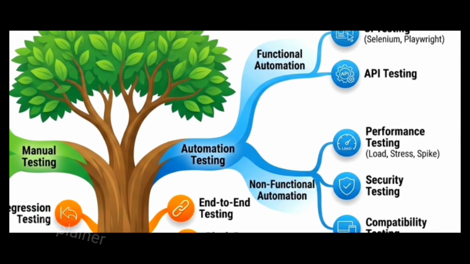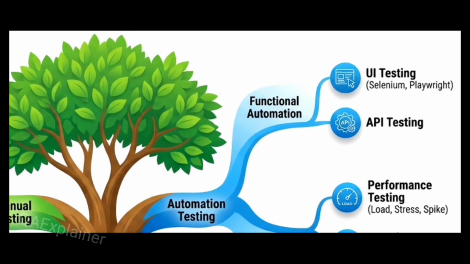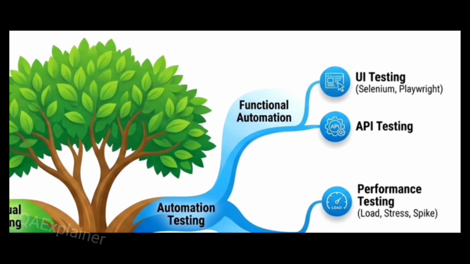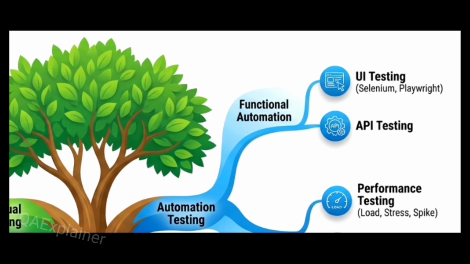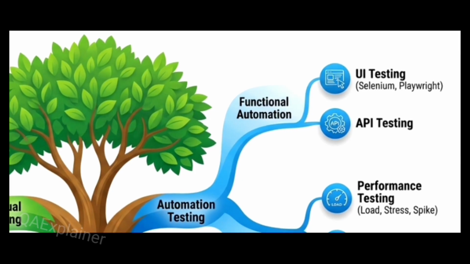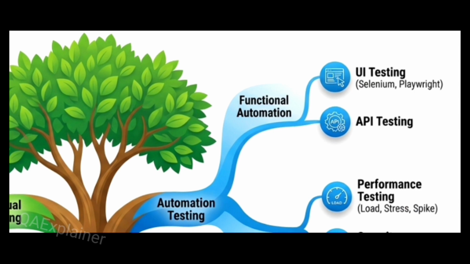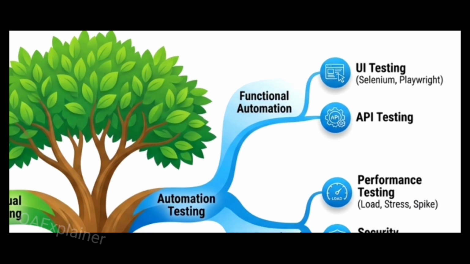Then we have the automation testing branch. In automation we also have functional testing and non-functional testing. Functional testing comes under UI testing and API testing. Mostly we are checking UI pages with the help of different kinds of tools like Selenium, Playwright, or Cypress. And in API testing, we are checking that all APIs are working properly or not. That comes under functional testing.